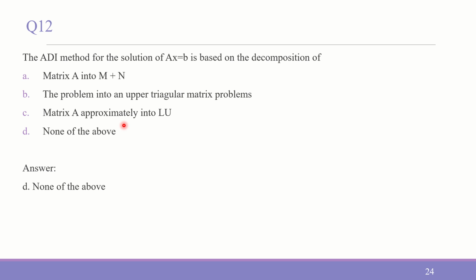Similarly, options B and C are not the right answer. So the answer is none of the above. Why? Because if we want to split matrix A directly into A1 and A2 and solve it in the alternating direction, that is the more straightforward manner. If we go with the M and N form, we are not splitting A directly into M and N. Rather, it goes through another series of steps before we finally get there. So none of the above is the right answer.